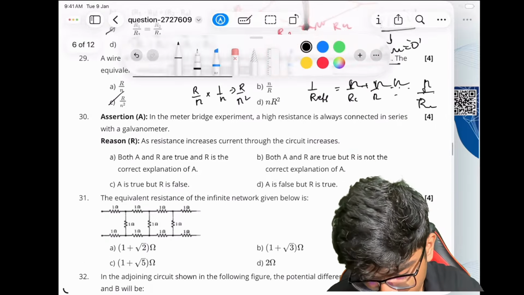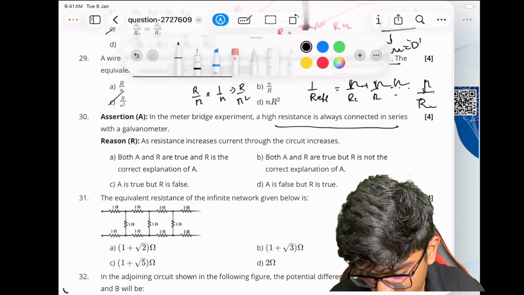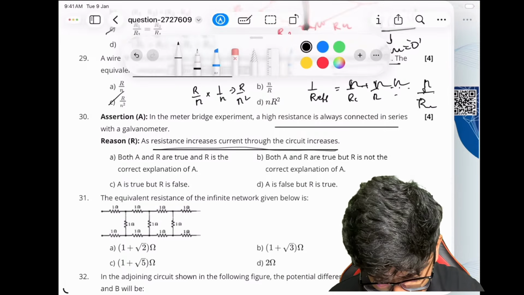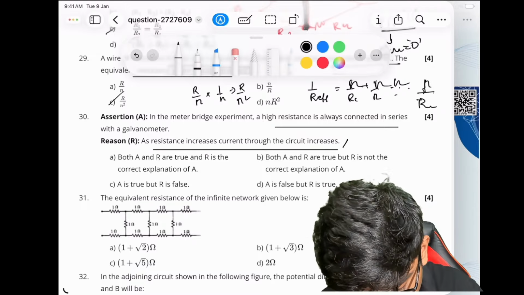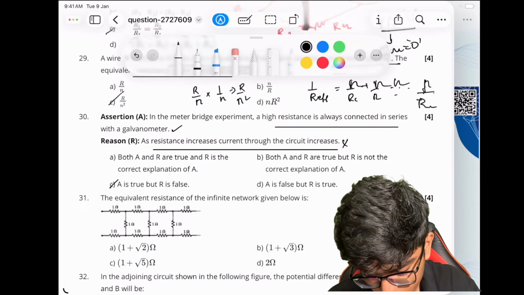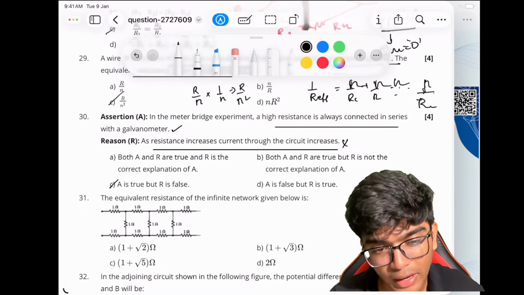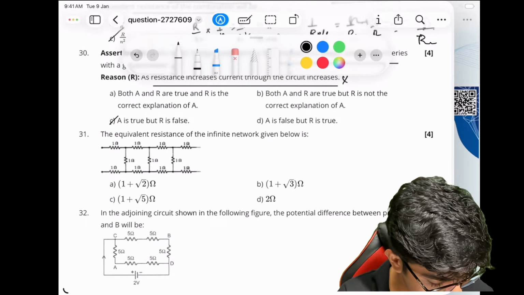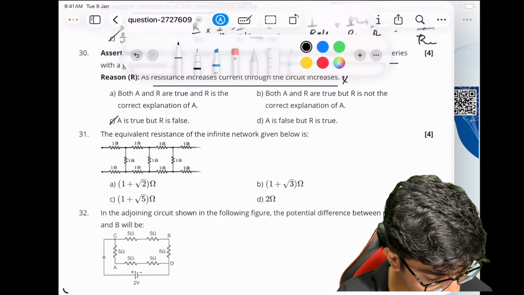Okay, meter based experiment. High resistance is always connected in series with a galvanometer. Resistance increases, current through the circuit increases. This is wrong, this is right. I don't have to explain that question. Okay, I think that's very simple. Fine.